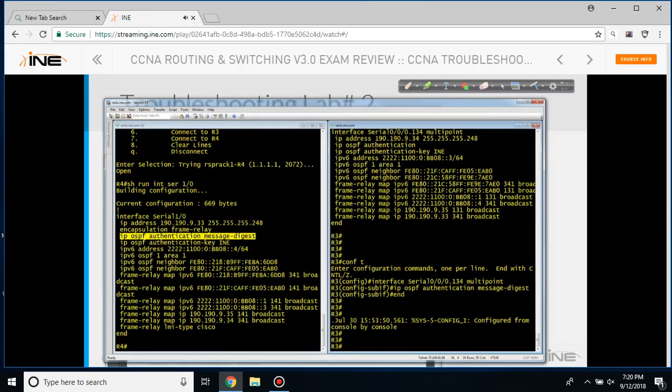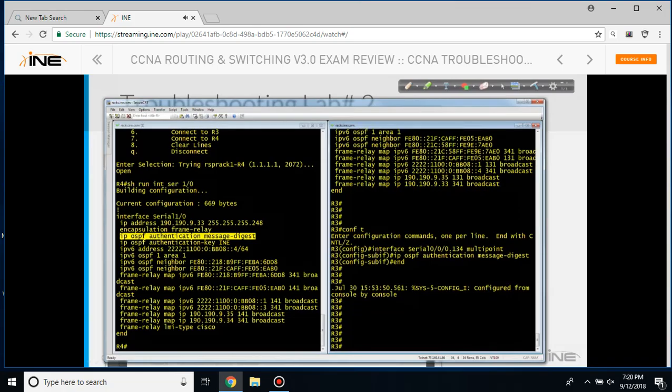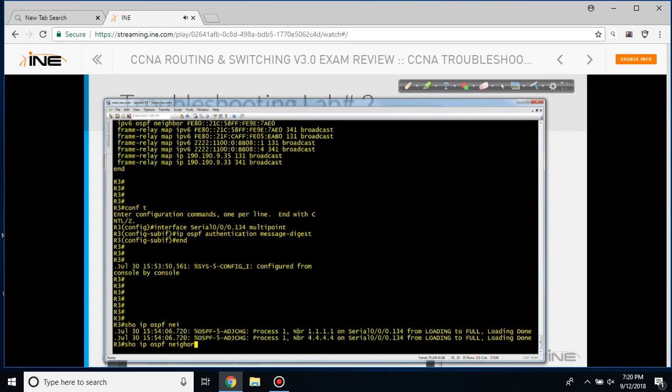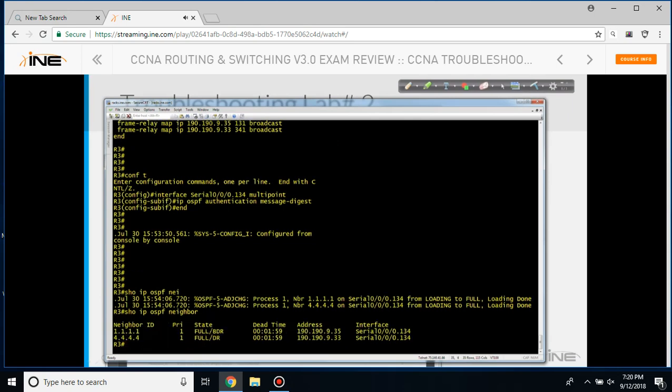Let's see if that causes any change. Now, across frame relay, changes don't take effect immediately. Sometimes it takes a while. Show IP OSPF. There we go. We are in the full state.